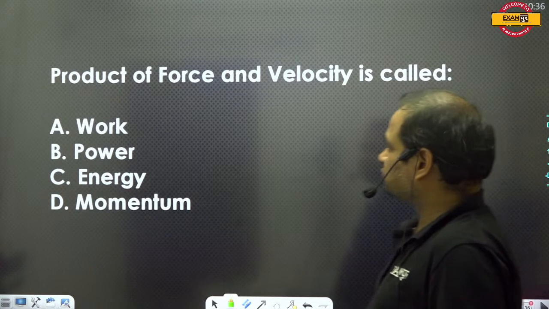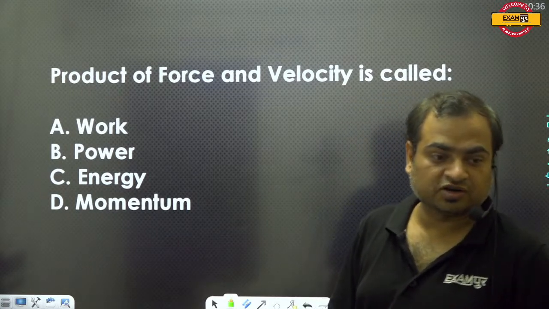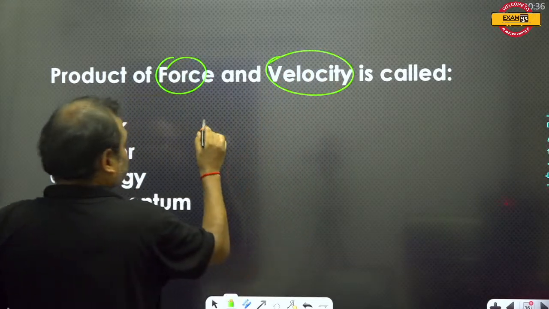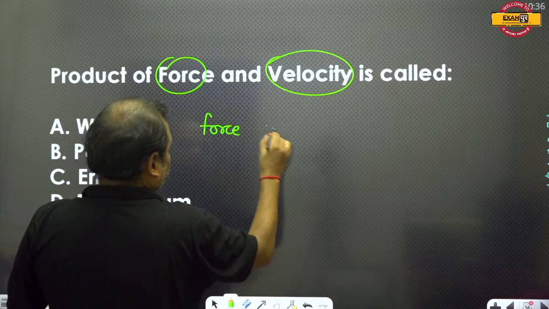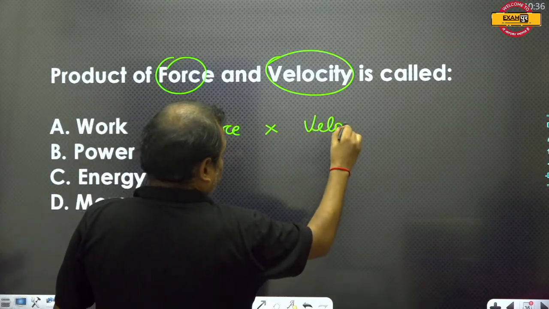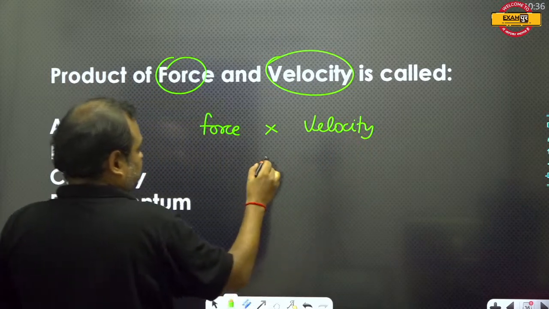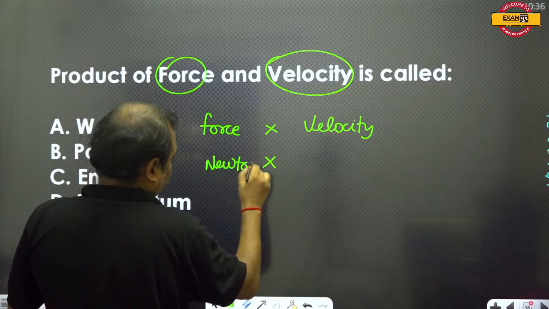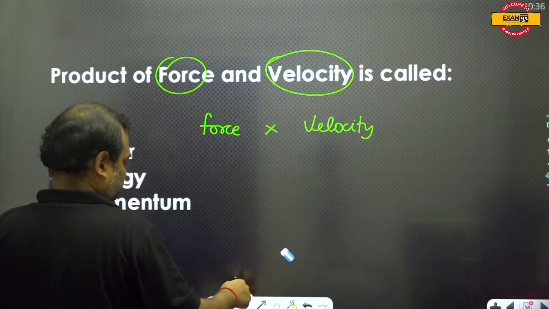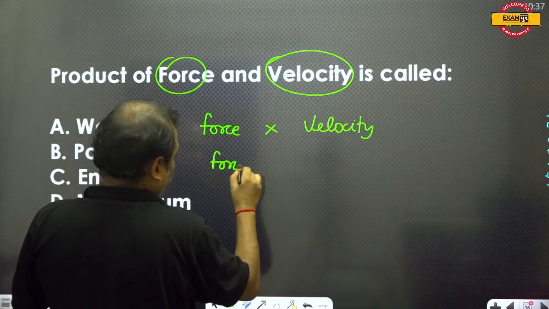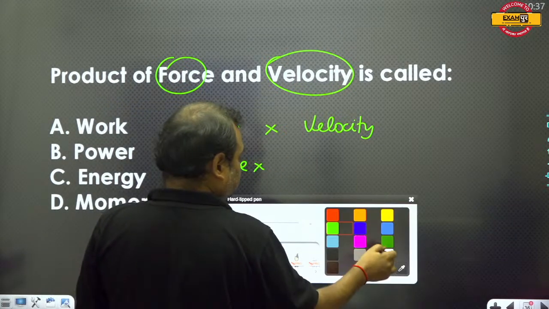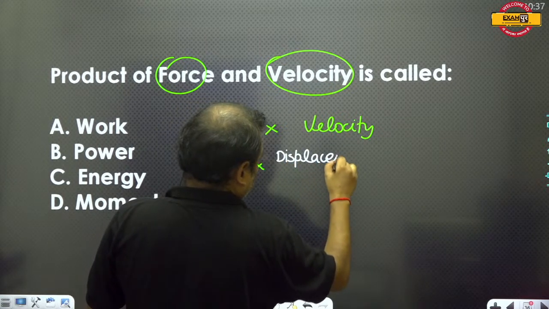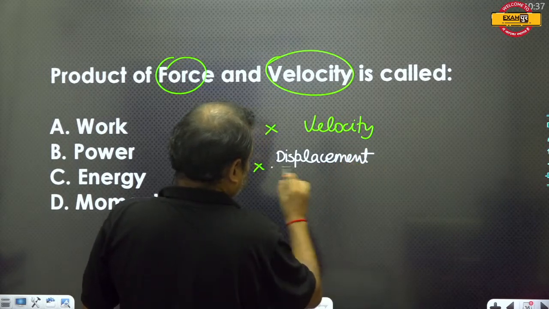Product of force and velocity is called... force and velocity, force into velocity. Unit of force is Newton. Write it as force multiplied by velocity, which can be written as force multiplied by displacement upon time.